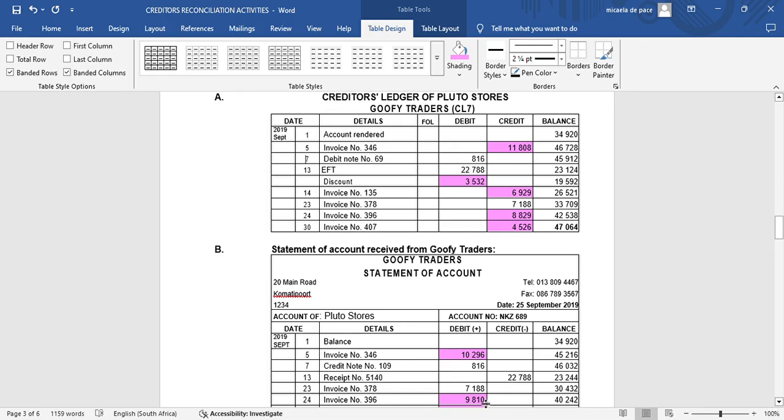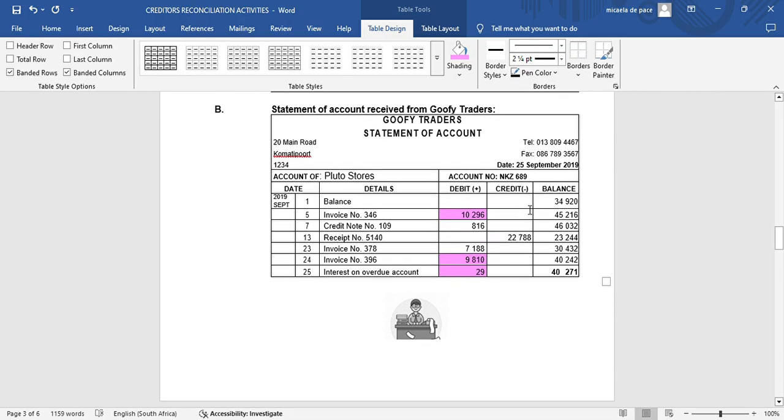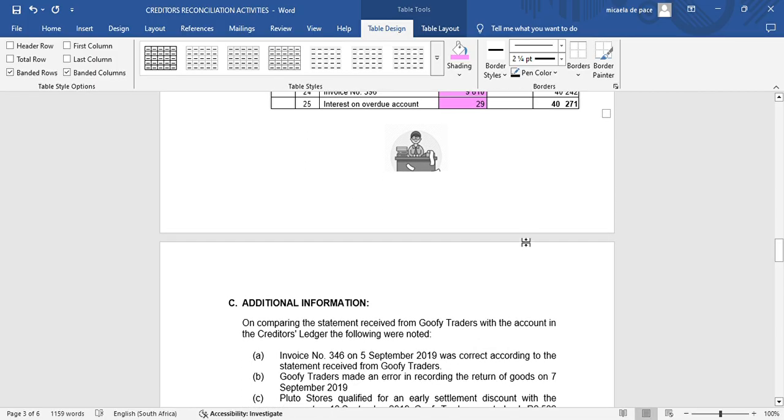The first thing you need to do is compare the ledger account with the statement. I've already done that, and anything that is not the same, I've highlighted. At this stage, you can't see who is right or who is wrong. You can just see that there are differences. So the first thing we need to do is highlight the differences, and then we're going to read the information to see who is correct and who is incorrect. Okay, going to the first difference.